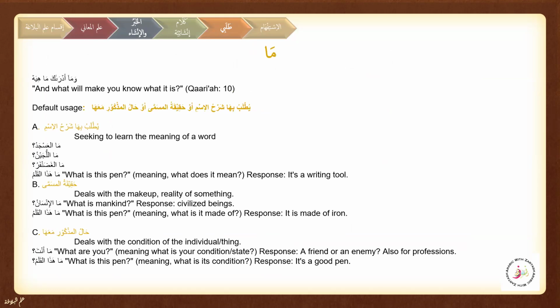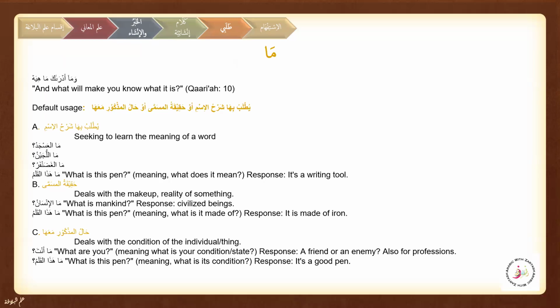Here the default usage of ma is yutlabu biha sharhul ismi, or haqiqatul musamma, or hal al maskuri ma'aha. You can say that there are three intents for ma. We know that we are learning about the default uses of all the adwat istifham, and inshallah we'll see how there are other intents other than al istifham. Now let's just focus on these harf that have the default intent of istifham.